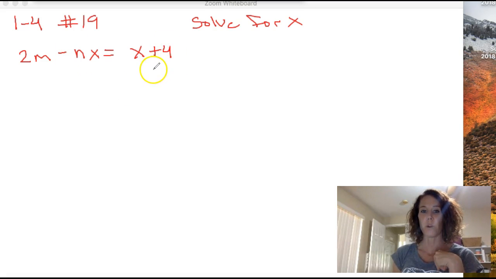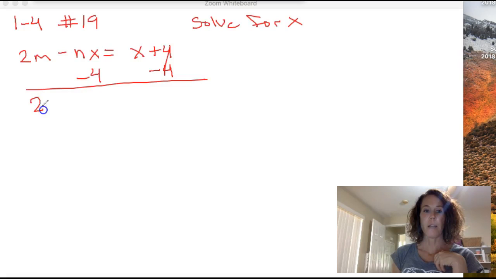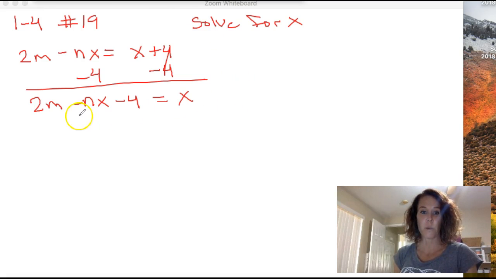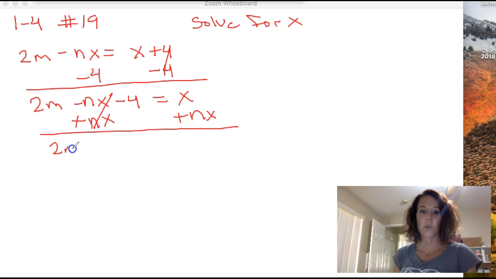Now it doesn't matter what order you do it in. Let's get rid of the 4 first. By doing that, on this side I'll have 2m minus nx minus 4 equals x. Now I'd like to get this x over here so I can once again have all my x's on one side of the equation. So it's subtracted, and I do the opposite operation to it. I add to both sides. By doing that, I've got 2m minus 4 equals x plus nx.